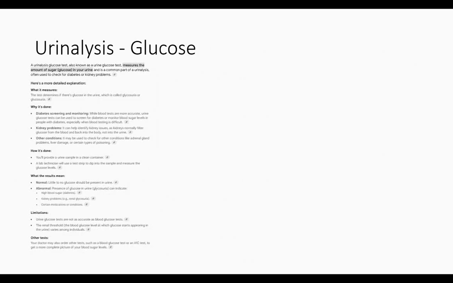Urinalysis glucose test, also known as urine glucose test, checks for the amount of sugar in your urine, a common part of urinalysis. What it measures: the test checks for glucose in the urine, which is called glycosuria. Why it's done: diabetes screening and monitoring, kidney problems, and other conditions. What the results mean: normal, little to no glucose should be present in urine. Abnormal, presence of glucose in urine can indicate high blood sugar, kidney problems, or certain medications.